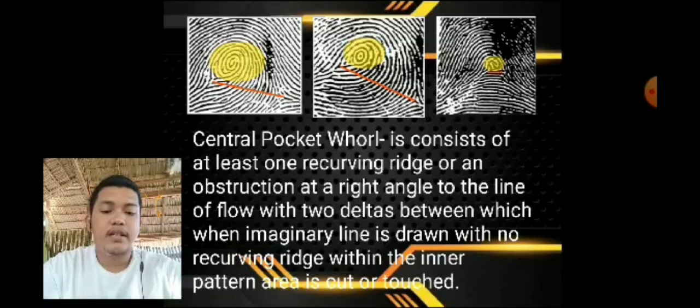So as you can see, when you're looking at these three fingerprints, they definitely all have two deltas, and they definitely have a circle or circuit pattern in the middle, but that imaginary line doesn't cross any of those circuits, and so this is an example of a central pocket loop whorl.